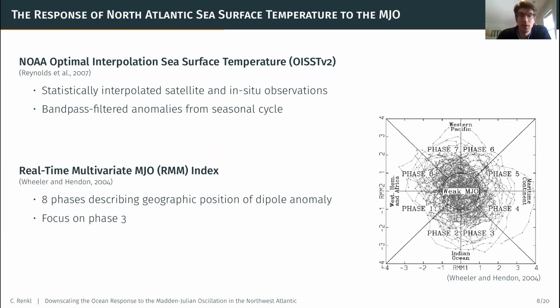The MJO is often characterized by the real-time multivariate MJO index, which also divides the state of the MJO into 8 phases, shown here in this phase diagram, which describe the position of this dipole anomaly of the MJO along the equator. And here I'm focusing in particular on phase 3, because this has been shown by the atmospheric people that for this phase, there's the strongest teleconnection between the tropics and our latitudes.